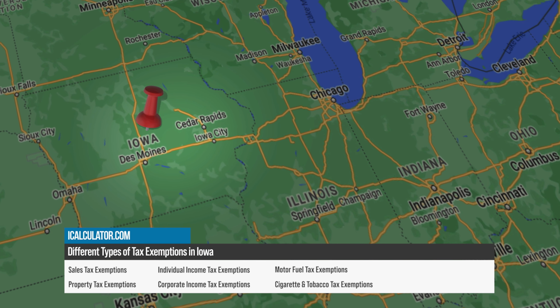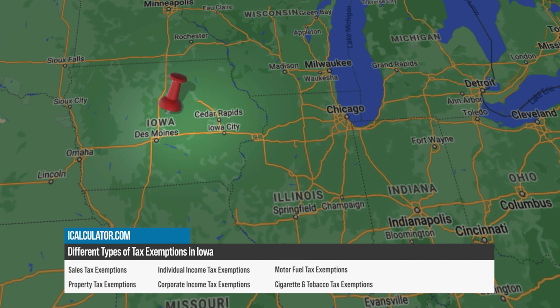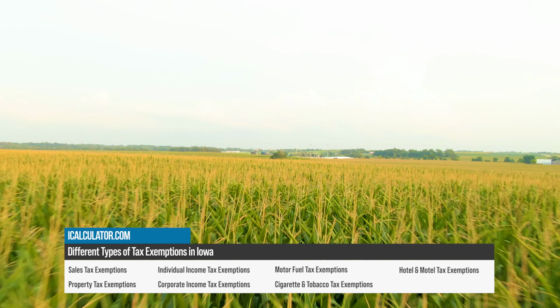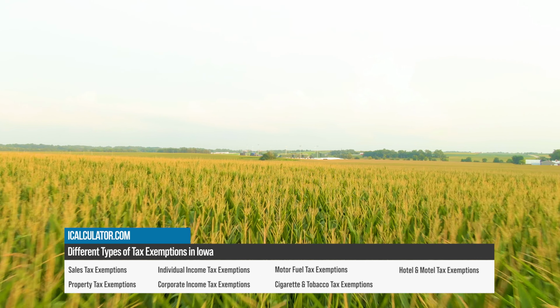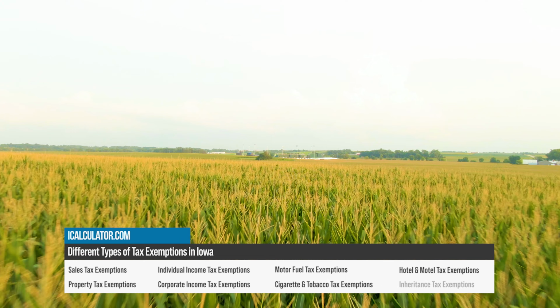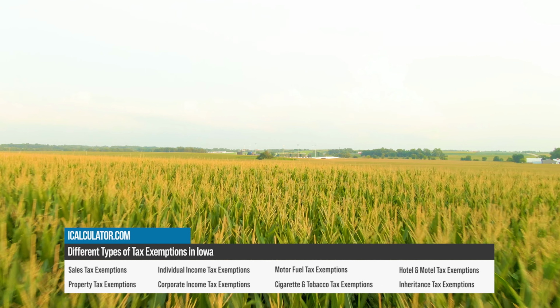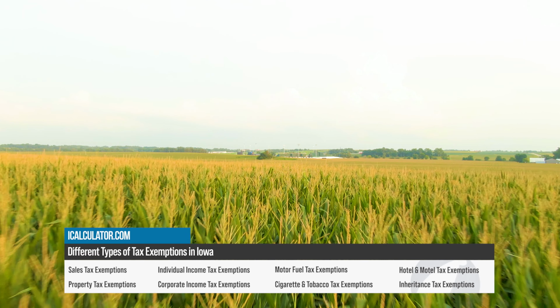Exemptions include sales to the U.S. government and sales for export outside the state. Hotel and motel tax exemptions. Exemptions include stays by certain government employees on official business and stays exceeding a specific number of days. Inheritance tax exemptions. Exemptions include transfers to surviving spouses, certain lineal descendants, and specific types of charitable organizations.